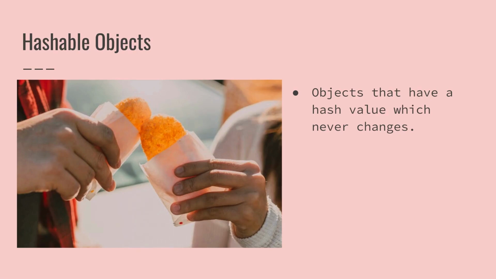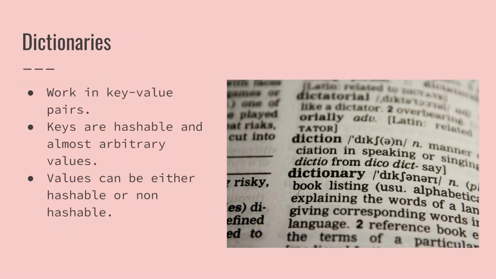Now that we know what is a mapping object and a reminder of what hashable objects are, let's talk about the one standard mapping type in Python: dictionaries. Dictionaries work in key value pairs. Keys are almost arbitrary values that are hashable, meaning that non-hashable values cannot be used for a key. Now, the value part of the pair can be a hashable or non-hashable value without any issue. It doesn't have to be one or the other.